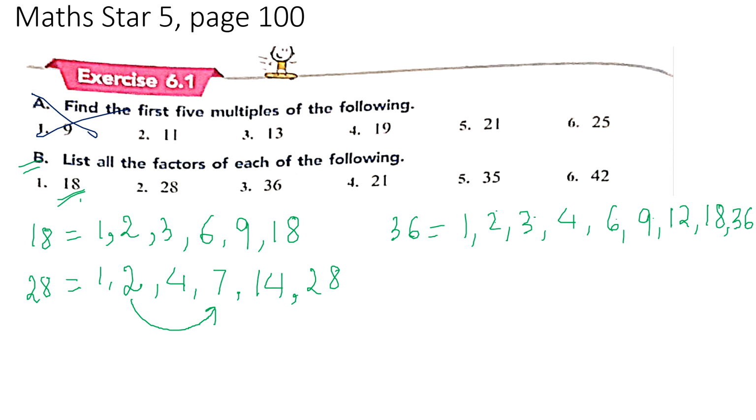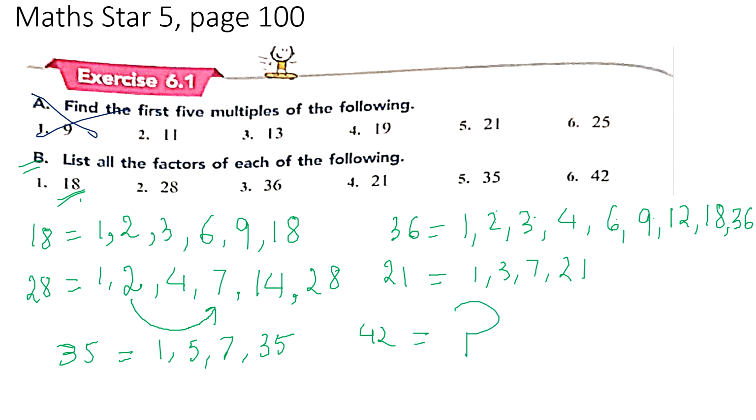So 18 times 2 is 36. 12 times 3 is 36. 9 times 4 is 36. 6 times 6 is 36. Okay, now check for 21. That's your 1, 3, 7 and 21 itself. For 35, you see 5 is in the ones place, so do not ignore 5. 5 times 7 is 35. Okay. Now we got 42. I hope you can do it. Let me know if you can use the divisibility rule properly or not.